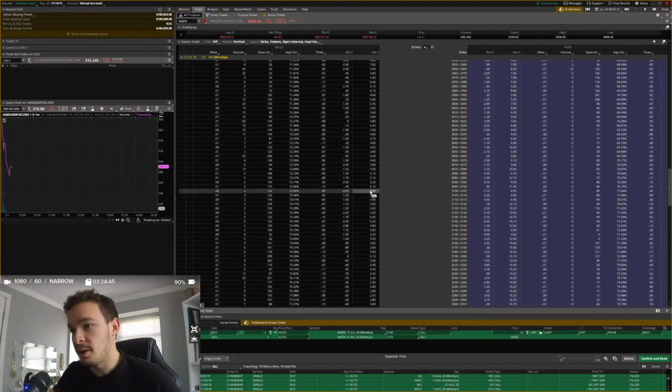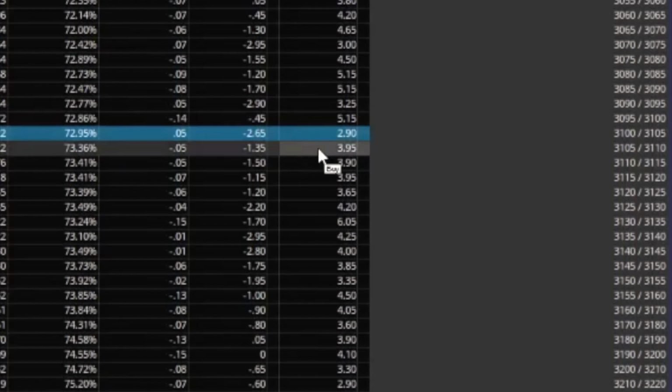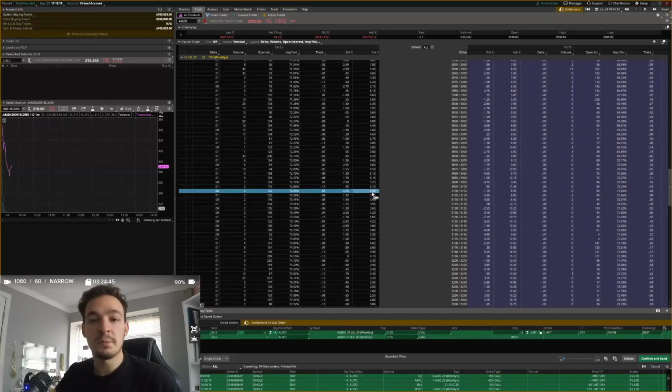So I'm going to click on this spread to purchase it, 3,100, 3,105, and now you can see the price of this is anywhere from negative 2.65 to 2.9. This price that it shows basically comes from the difference in the 3,100 call and the 3,105 call. Each of those strikes have a bid and an ask price, and the spread on those is a little bit varied since we're so far out of the money here with Amazon.